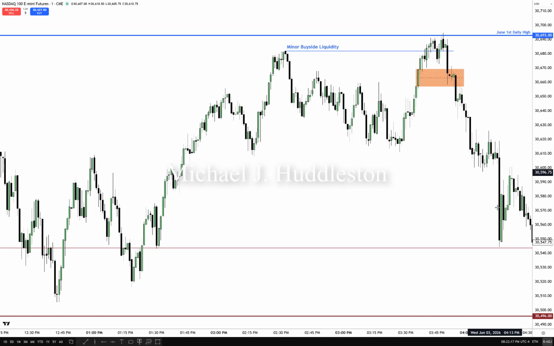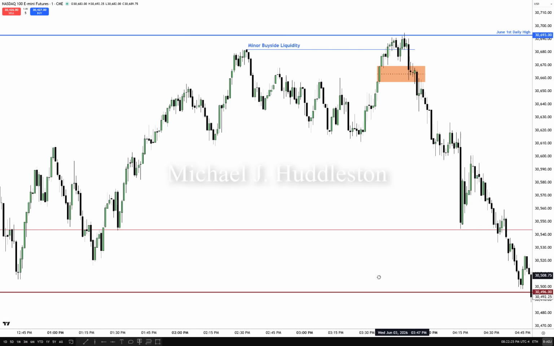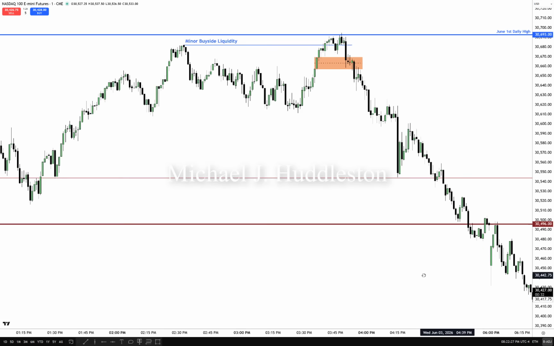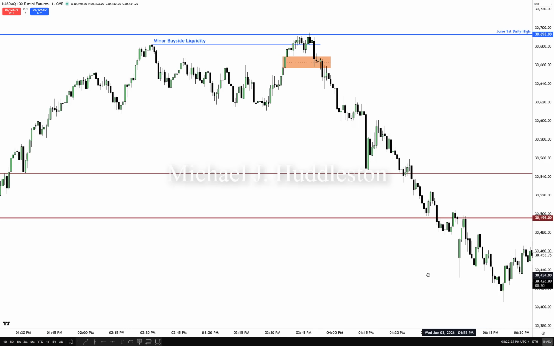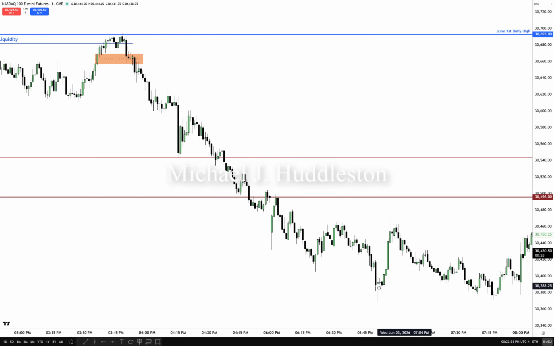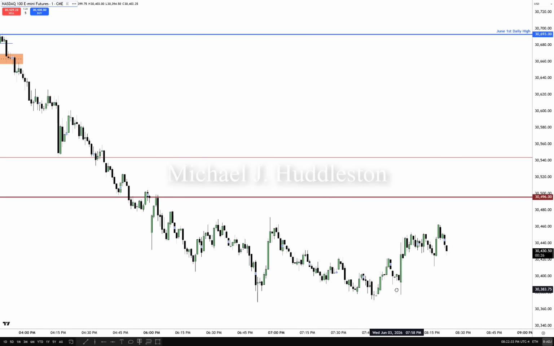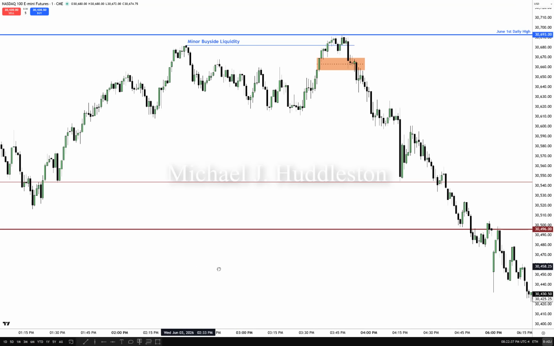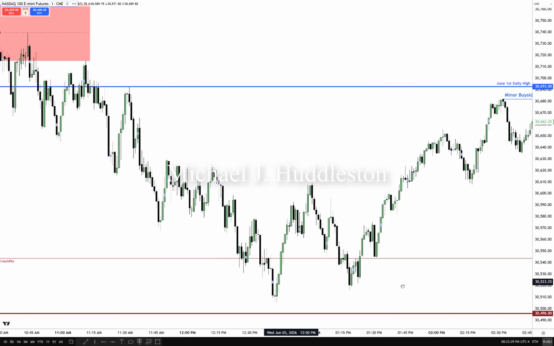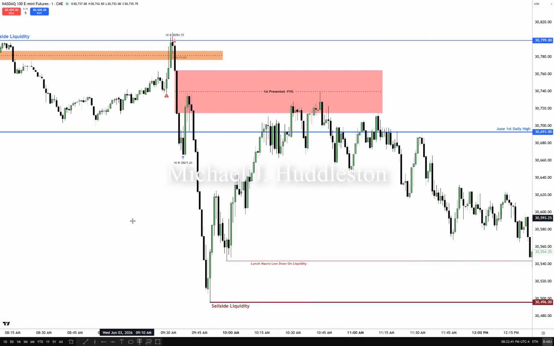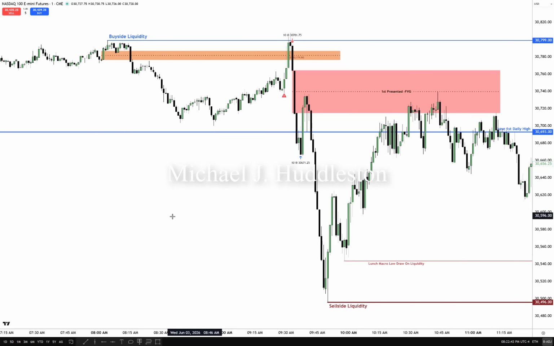Consolidation. Sell off. Relative equal lows. And that sell side liquidity at 30,496 even. Rips through it. New day opening gap. And this is where we're at the time of this recording. Beautiful, isn't it? So let's go real quickly back to this morning. You can see the executions.